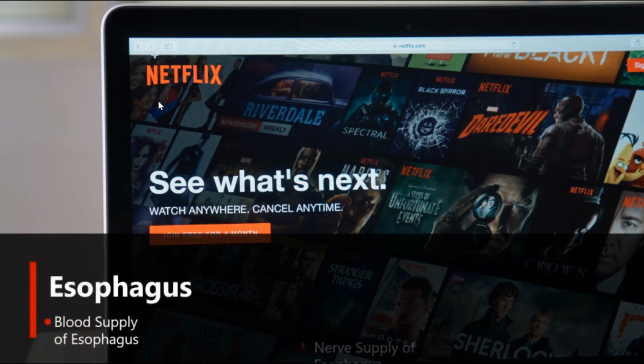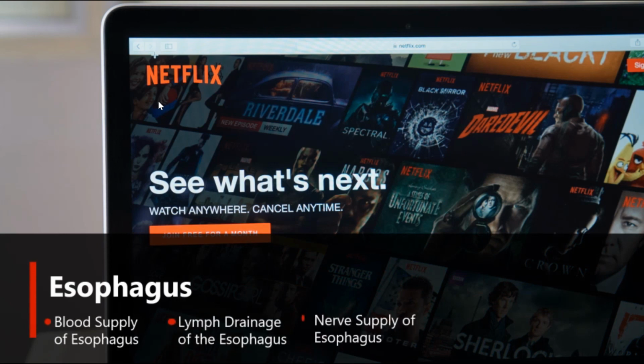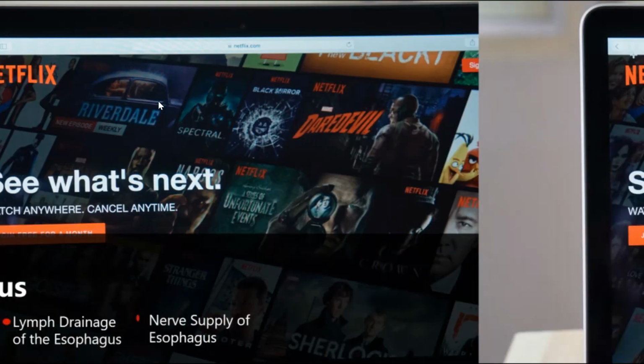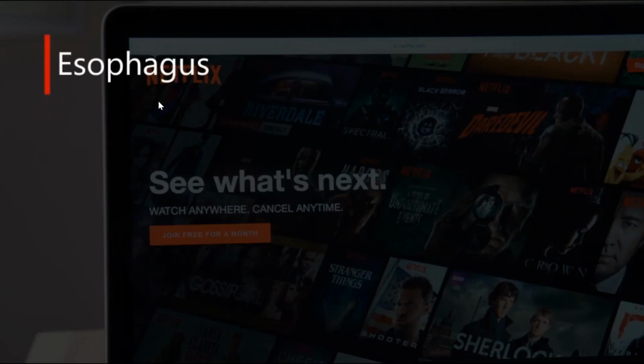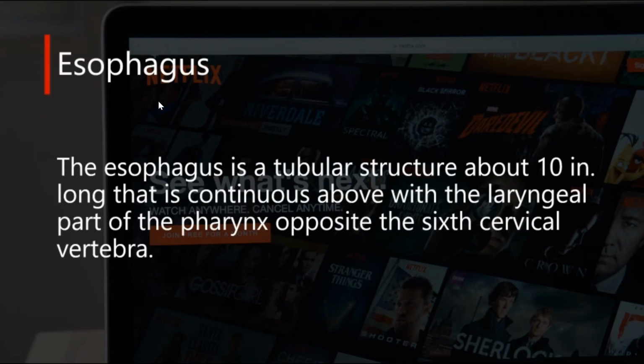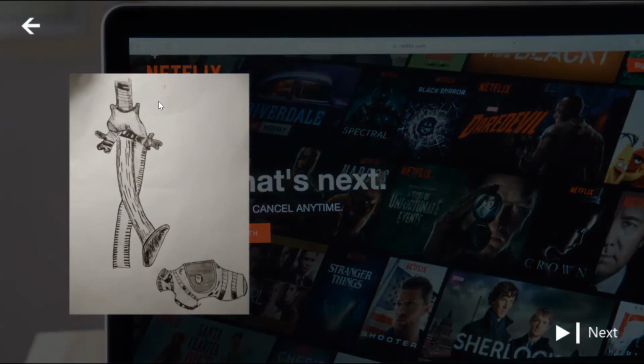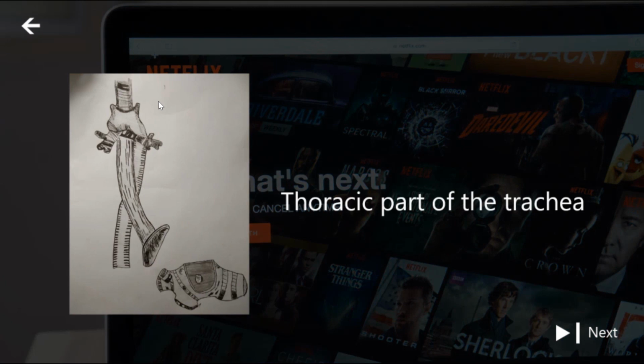Let's now hear the esophagus. Below here is the blood supply of the esophagus, lymph drainage of the esophagus, and the nerve supply of the esophagus. The esophagus is a tubular structure about 10 inches long that is continuous above with the laryngeal part of the pharynx opposite the 6th cervical vertebra. As you can see here, this is the thoracic part of the trachea. But in this picture, it shows that the esophagus is 10 inches long down to the stomach.